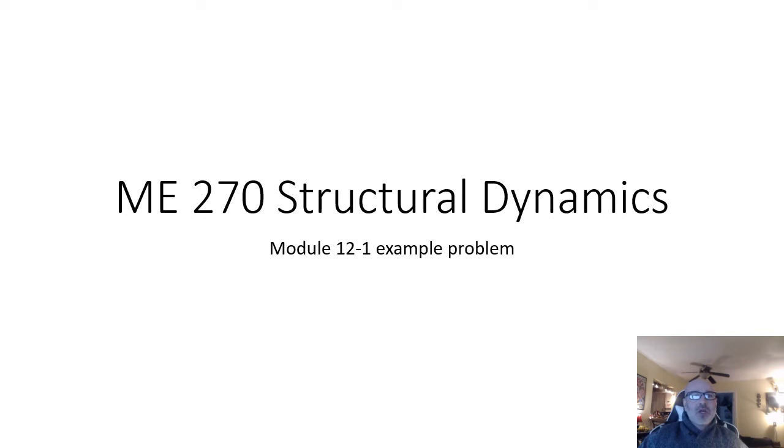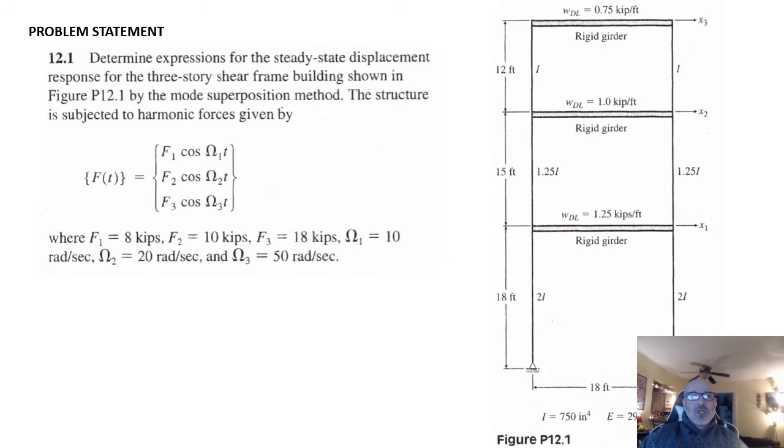So let's take a look at another example problem here for ME 270 Structural Dynamics from Module 12. In this example problem, we have a three-story shear frame building that we can see off to the right over here. And they give us a lot of information about this building.